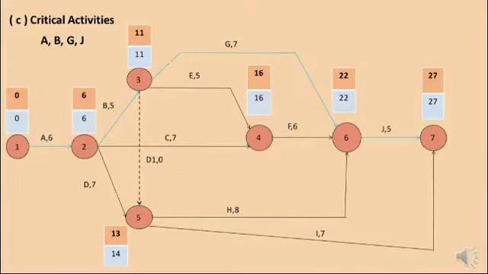Okay, for the critical activity, if we delay the process, it will have an effect on the completion time. So from the beginning until the final process, the critical activity for this project is A, B, G and J.